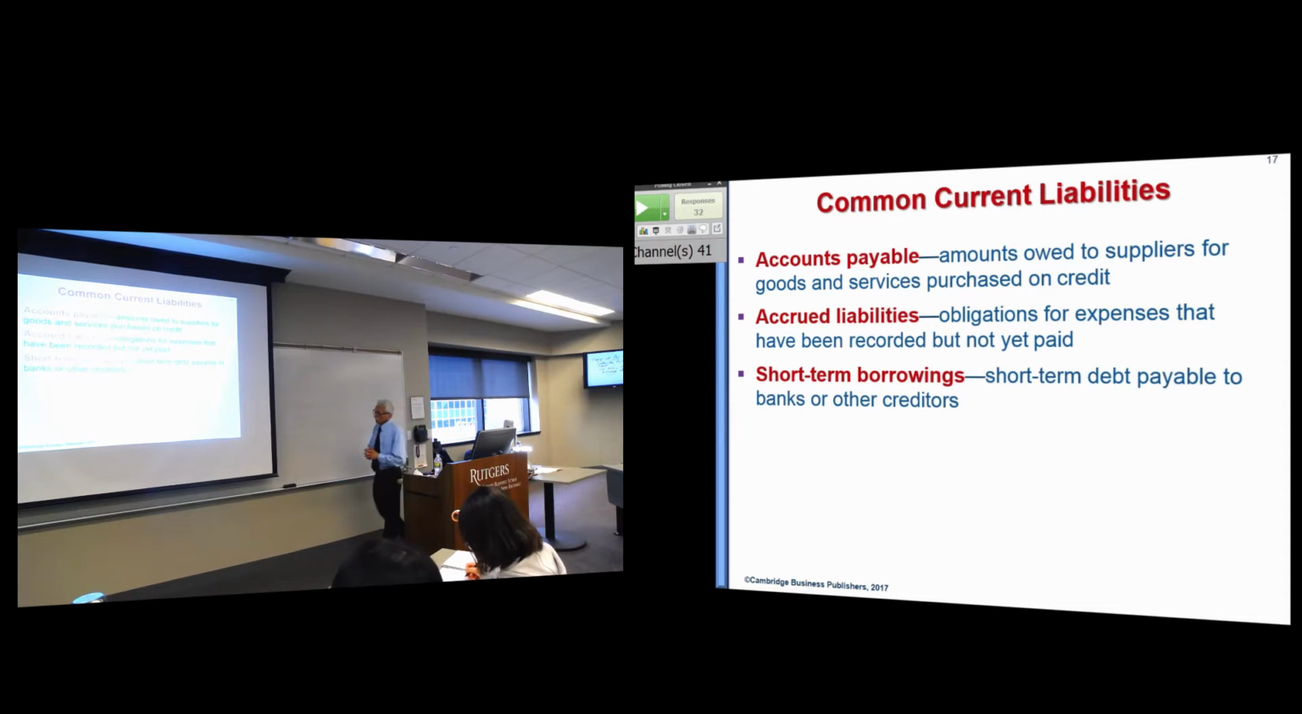Short-term debt is where you have a line of credit with banks. Sometimes that line of credit is used to buy inventory. Short-term debt is shorter than a one-year operating cycle.